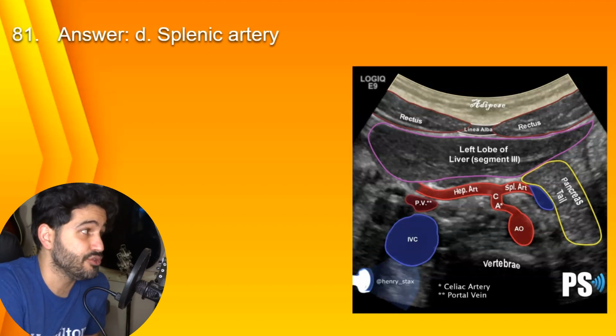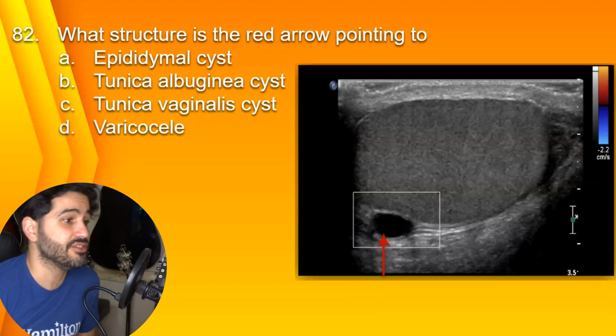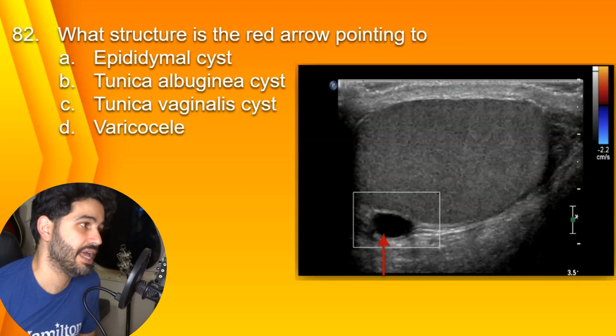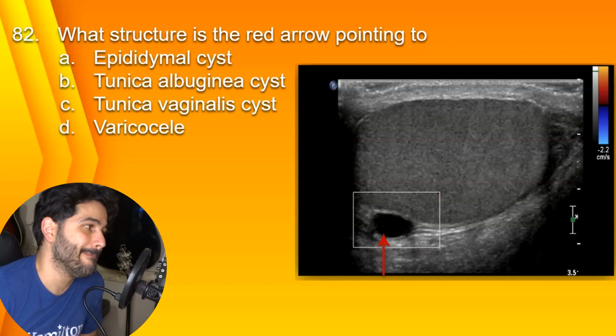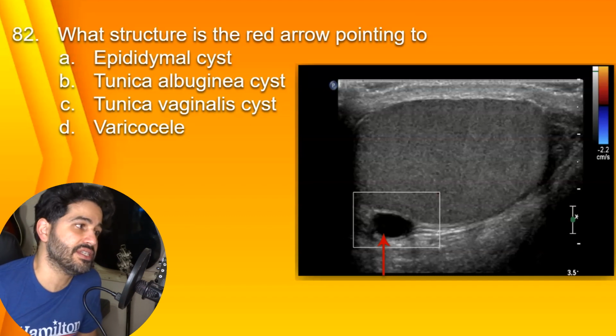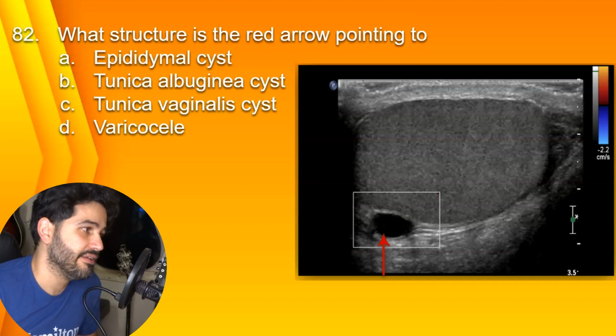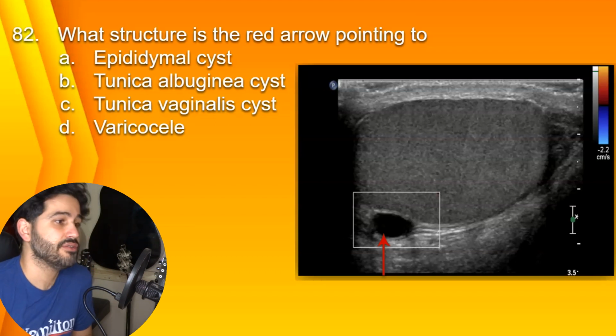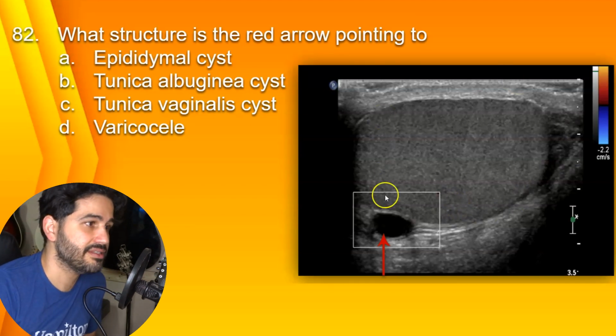All right, number 82. What structure is the red arrow pointing to? A. Epididymal cyst, B. Tunica albuginea cyst, C. Tunica vaginalis cyst, or D. Varicocele. All right, so here we have a sagittal image of the testicle.